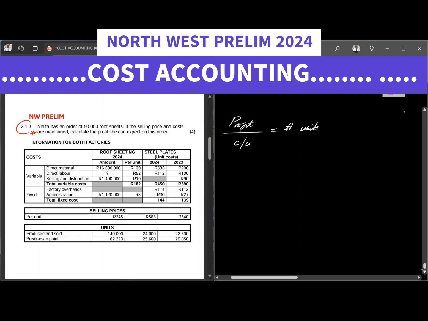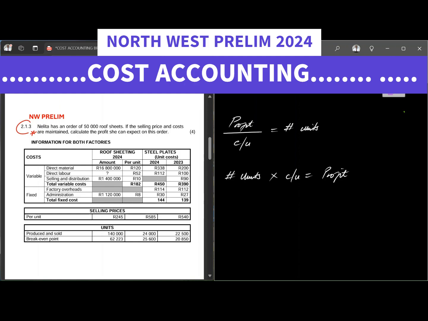In this case, we are given the number of units and we must calculate the profit now. So if you want to get the profit, we say the number of units that were given, we simply multiply by the contribution per unit, and then that will give us the profit. It should be that simple. So in other words, we're saying the number of units is 50,000 units. And here we have to calculate the contribution per unit.